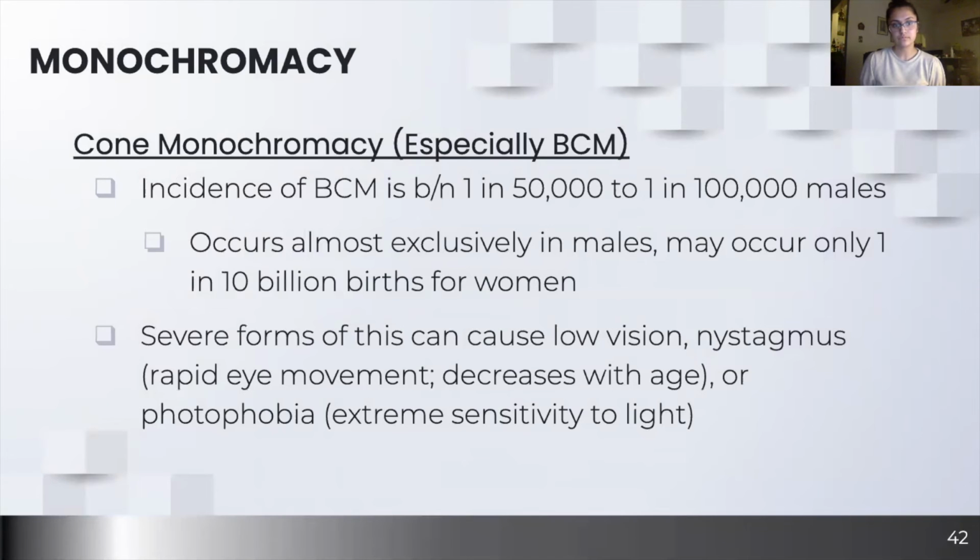Since there's more research about BCM, that's pretty much what I'm going to be talking about. The incidence of BCM is between 1 in 50,000 to 1 in 100,000 males, and it occurs almost exclusively in males, and researchers estimate that this may occur only in 1 in 10 million births for women. And severe forms of this can cause low vision, nystagmus, like rapid eye movement, which decreases with age, or photophobia, which is extreme sensitivity to light.